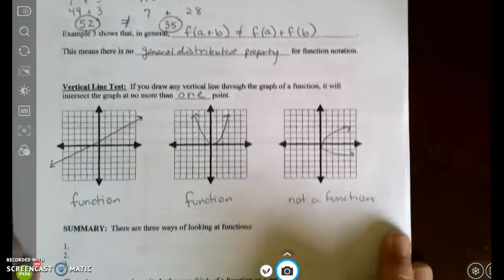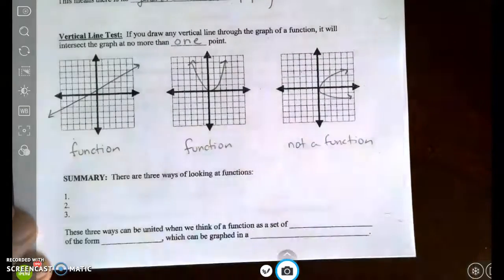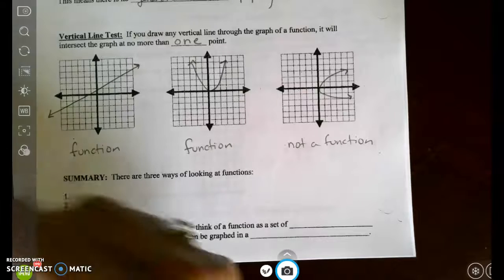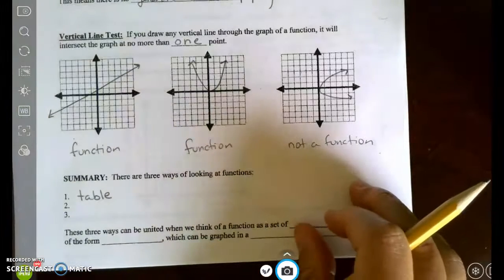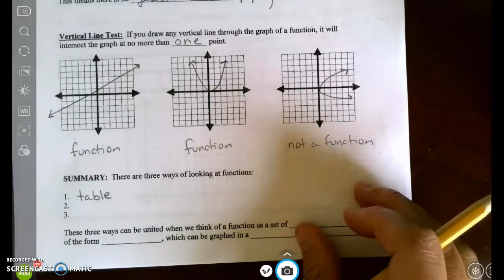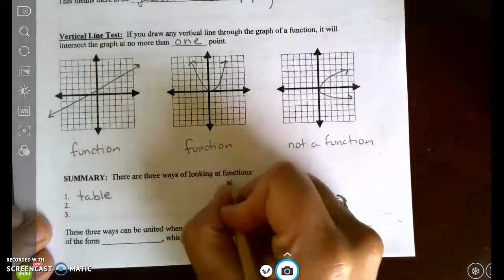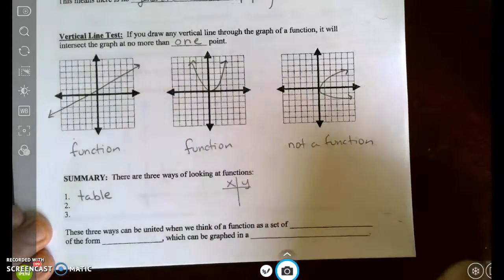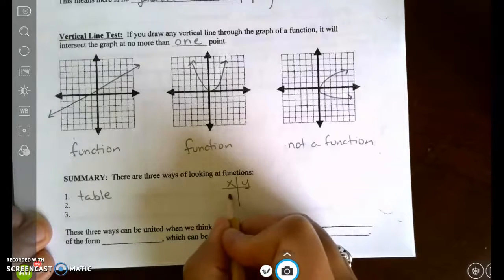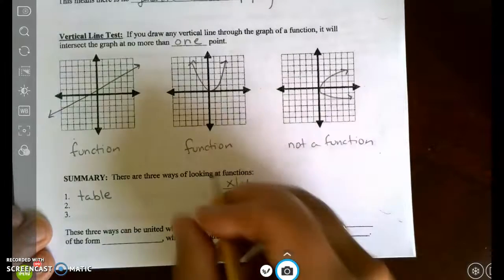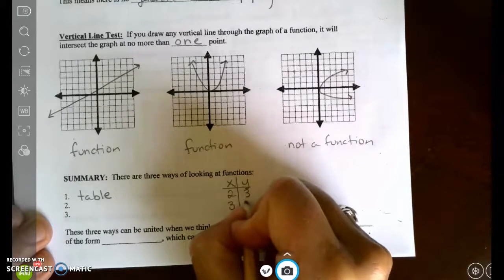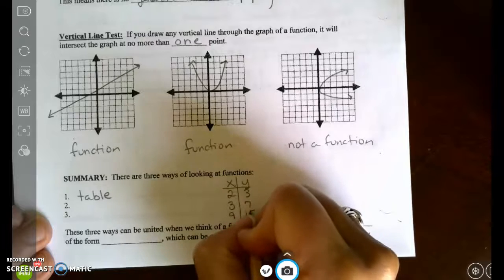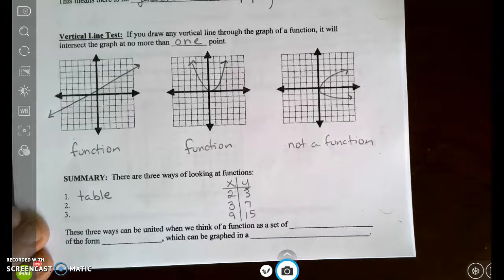Alright, so let's summarize everything that we've looked at in our notes here. It says that there are 3 ways of looking at functions. The very first way that we have is a table. That's where we can put things into, say, an XY chart or table where you might have x and y values. For each x value, you have only 1 y value. So I could make 2, 3, 7, 9, 15, like that. That could be a function, and it's in table form.